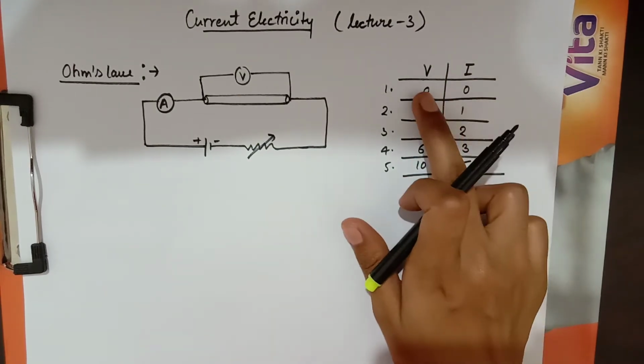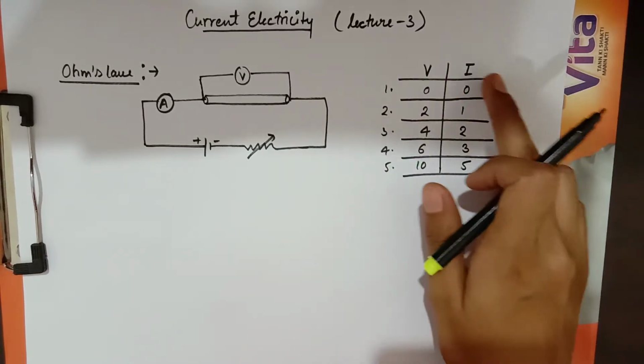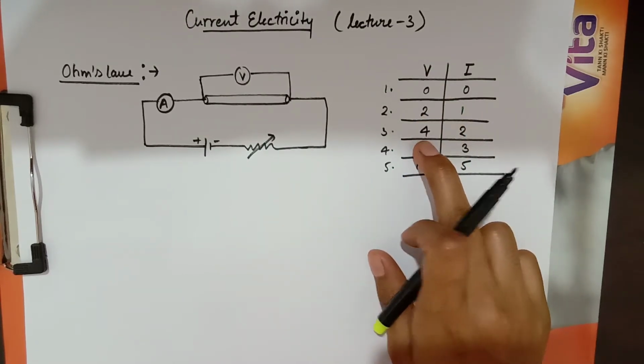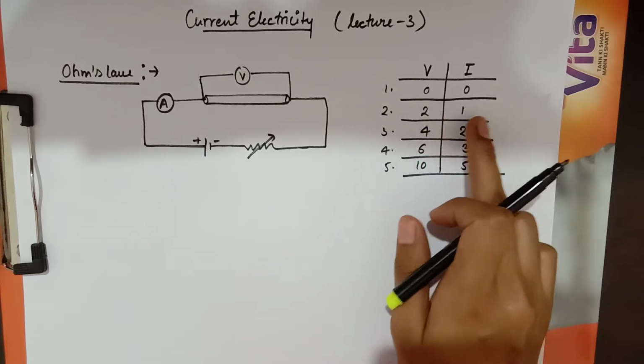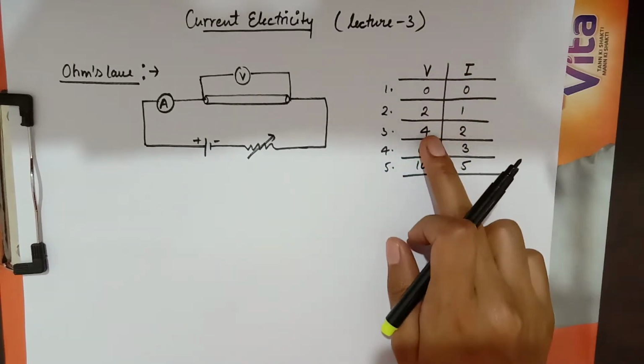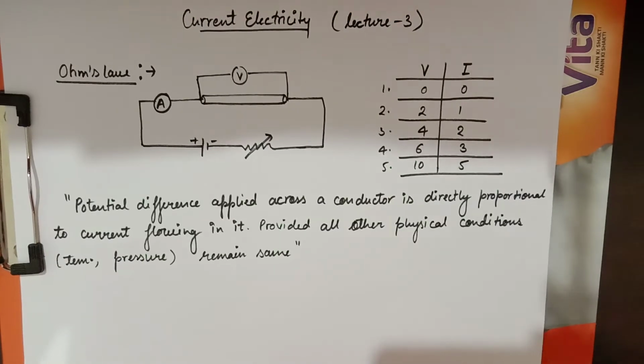When I was 0, V was 0. When I was 1 ampere, V comes out to be 2 volt. Or when I is equal to 2 ampere, V comes out to be 4 volt. So he saw that there is some pattern or there is some relation. As we increase I, in the same pattern V increases with some proportionality. So Ohm concluded that potential difference applied across a conductor is directly proportional to current flowing in it, provided all other physical conditions like temperature or pressure remain same.